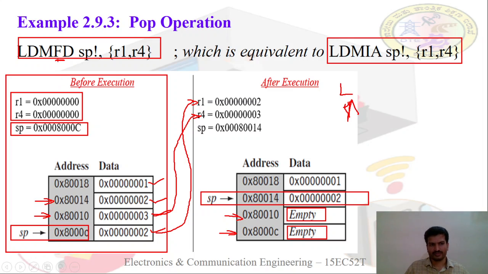So F, that is called full stack. Full stack means SP points to the last item on the stack. So here before execution this is the last item, so SP is pointing to the last item on the stack. After execution now this is the last item. So already we have retrieved the 2 data from the stack memory. Now the SP is pointing here. This is the last item on the stack at present.